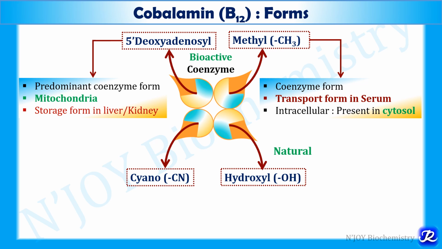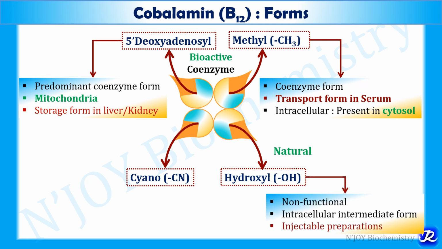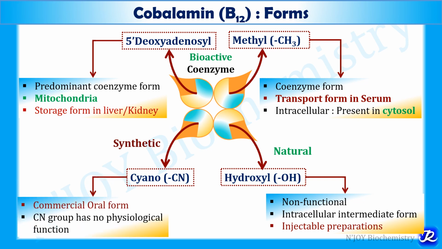Hydroxycobalamin is the natural form of cobalamin and it is the intracellular intermediate form and it is present in the injectable preparations. While cyanocobalamin is the synthetic cobalamin. It is present in the commercial oral form and this cyano group has no physiological function. So there are 4 forms: methylcobalamin, deoxyadenosyl cobalamin, hydroxycobalamin and cyanocobalamin.